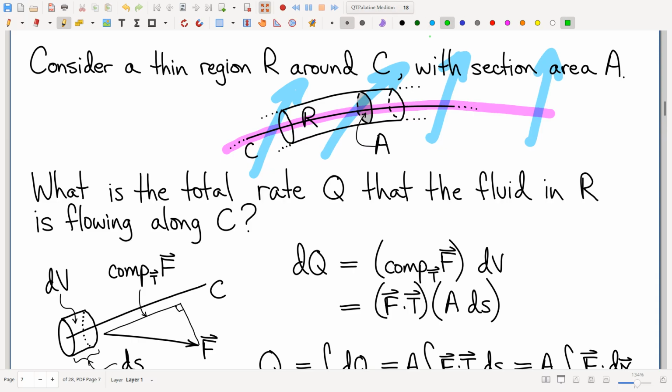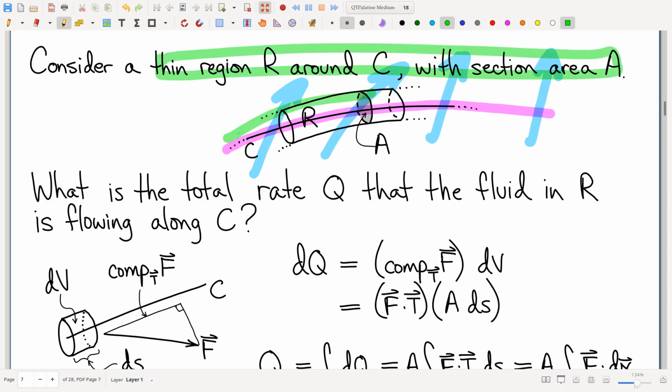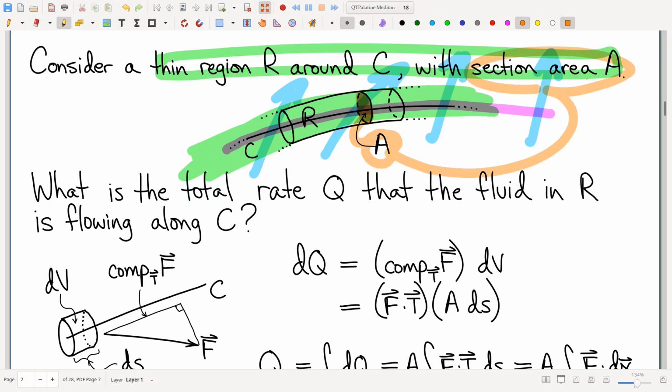And I'm going to imagine this thin region, kind of a tube of sorts, but it doesn't have walls. This is not actually a tube, but this thin region that I have colored green there. And I just want to talk about the fluid. You might say, I want to talk about the fluid that's near the curve. Not necessarily on the curve, just near the curve, as described by, I want to keep track of these cross-sectional areas here, whatever that cross-section is.